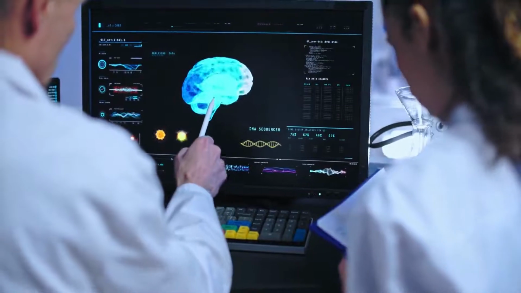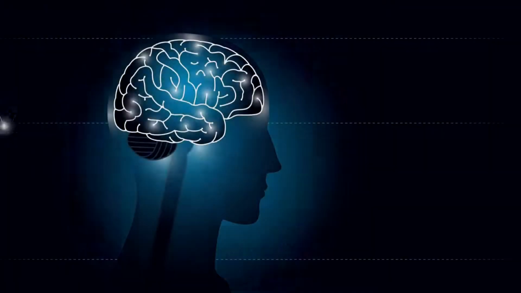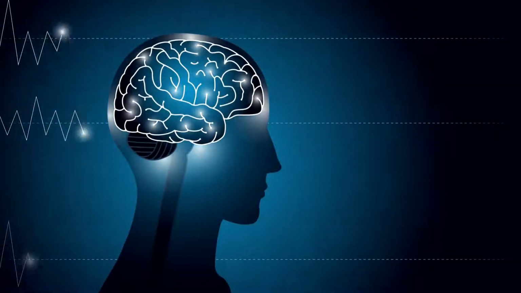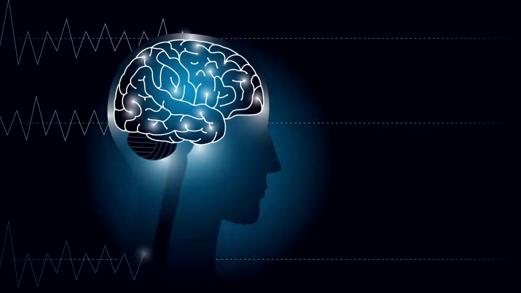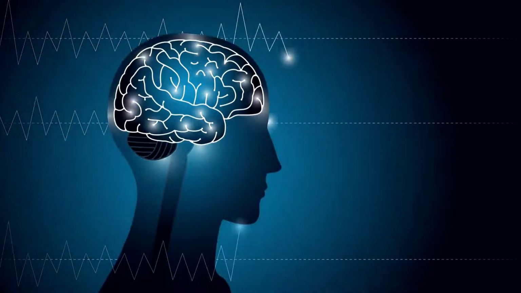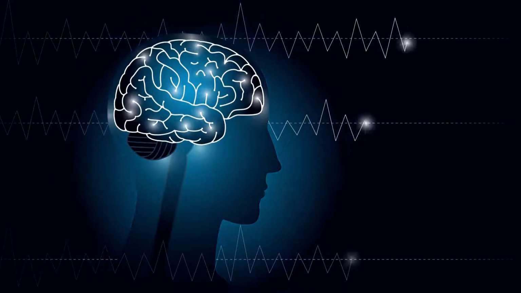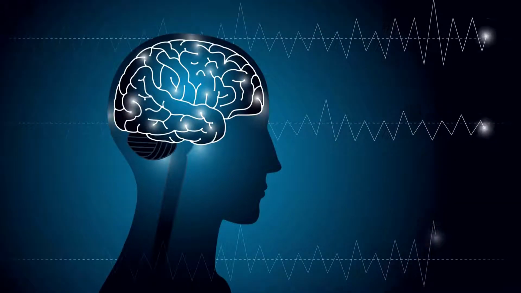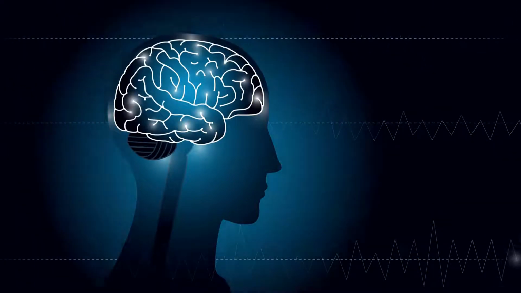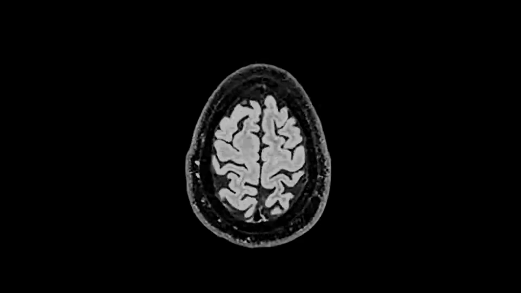In conclusion, neuroimaging has revolutionized the way that scientists study the brain. It has allowed researchers to observe the brain in action and to identify the areas responsible for different functions. Neuroimaging is also being used to help diagnose and treat brain disorders.